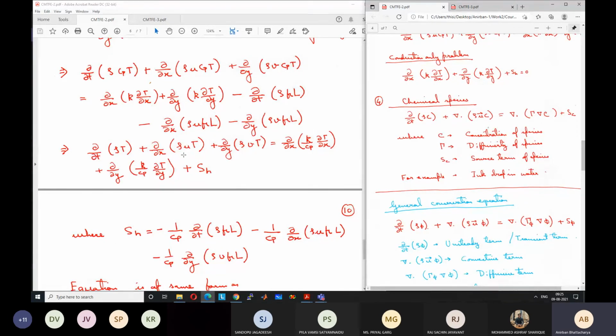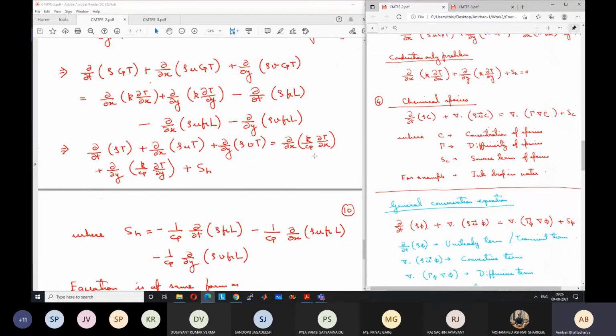And if you see the entire equation, this is exactly of the same form as this equation. Okay. So we have the exact same transient term del t of rho T, where phi is T, del x of rho uT plus del y of rho vT. This term is equal to del x of k by Cp del T del x plus del y of k by Cp del T del y.